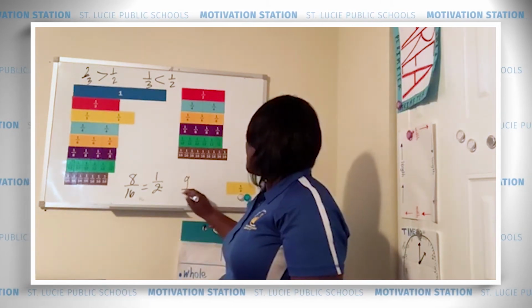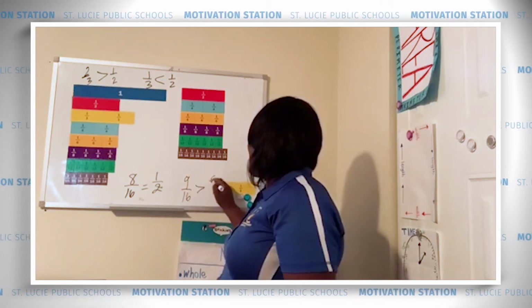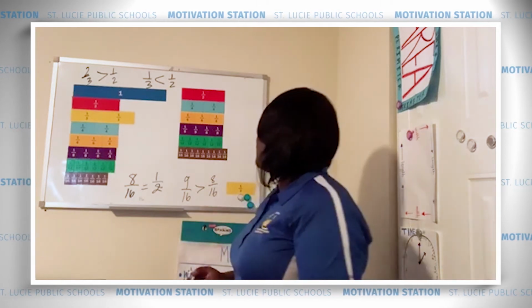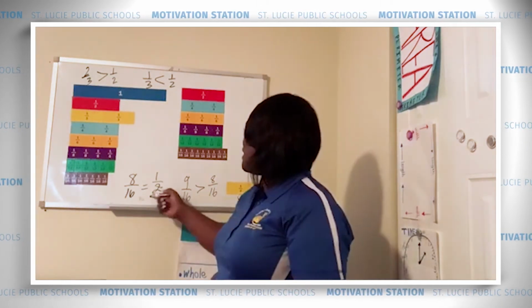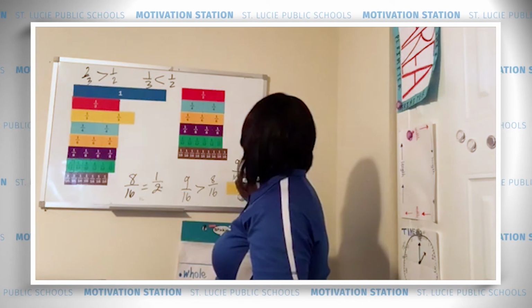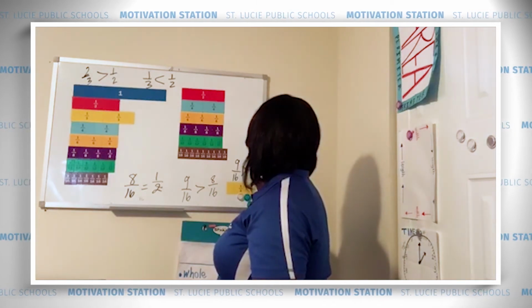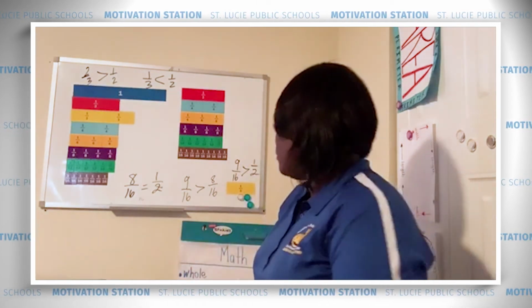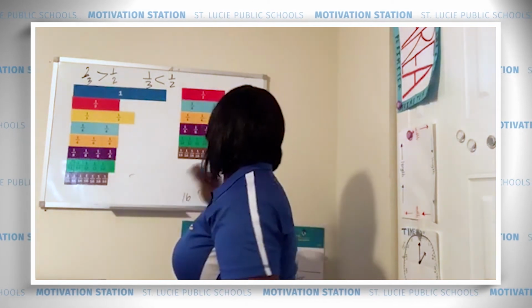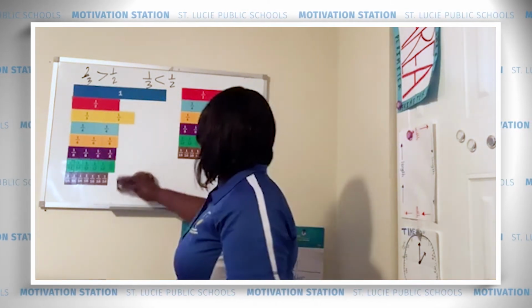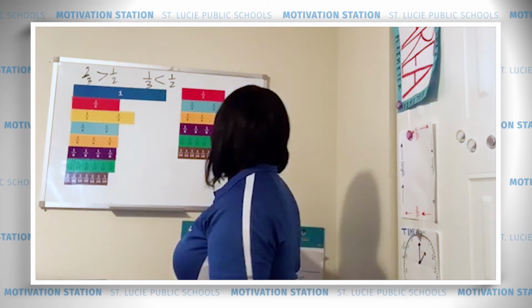9 16ths is greater than 8 16ths. And if 8 16ths is equal to half, 9 16ths are greater than half. Are you getting this? Of course you are.